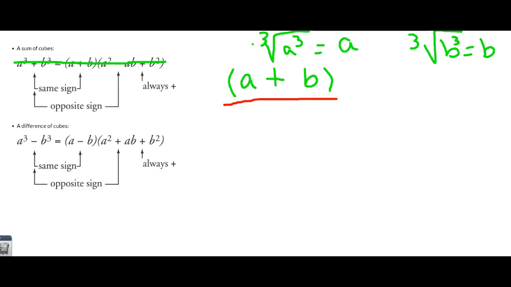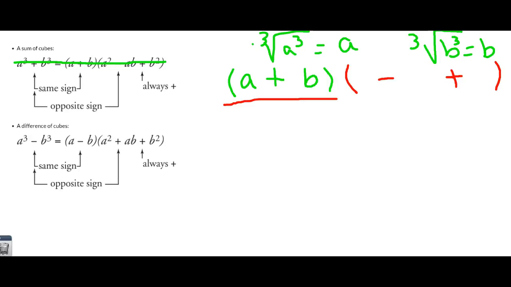Now, your second parenthesis has 3 terms. No matter what you're working on, whether it's sum of cubes or difference of cubes, this sign is always a positive, always a plus. This sign is always the opposite of the original sign. Again, our focus is only on this new parenthesis, nothing else. Don't look at the original problem. Don't confuse yourself. So if this is a plus, this is a minus.